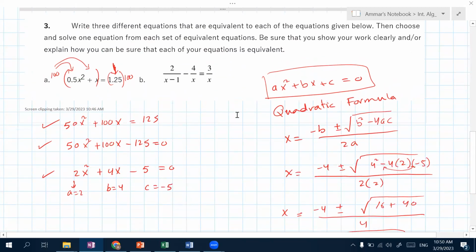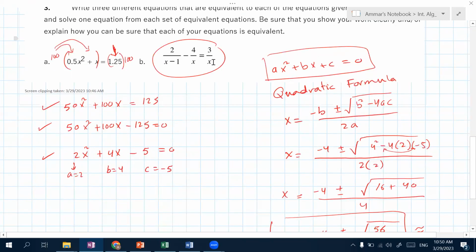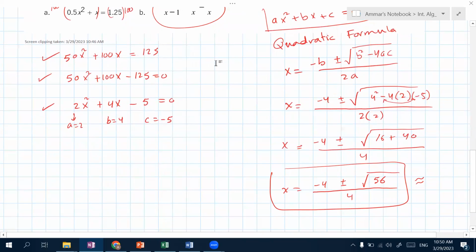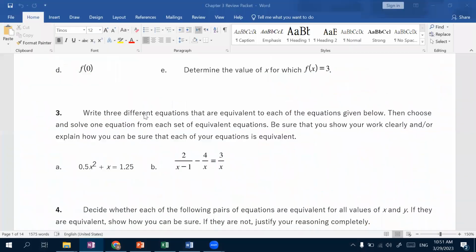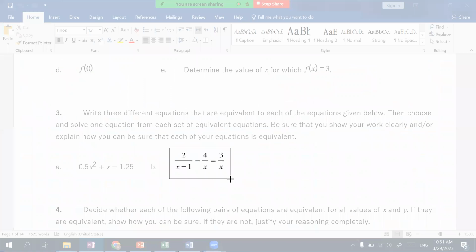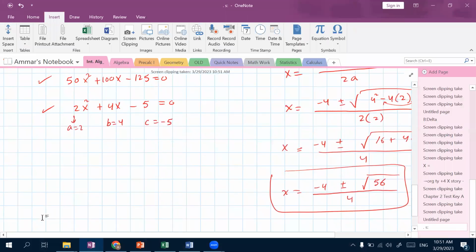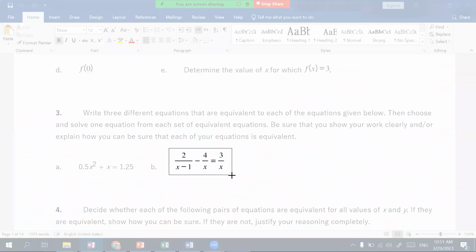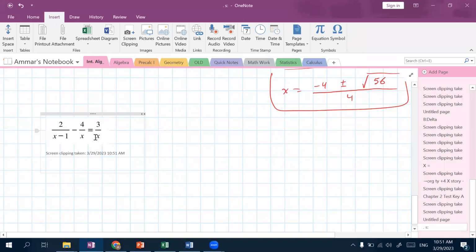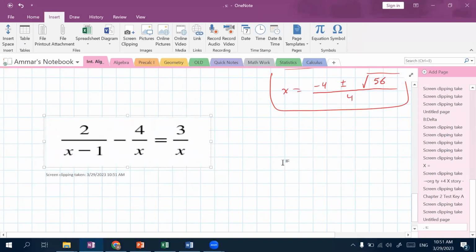So for the second equation, this one, we want to get equivalent equations. So let's first multiply by the LCD. Write this. Okay. I will multiply by the LCD, the least common denominator.